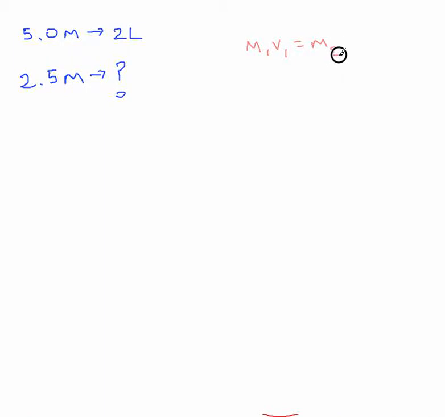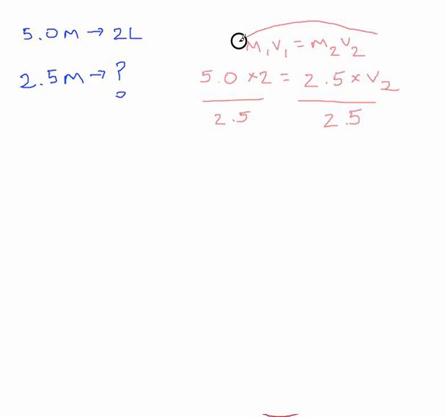The hardest part of these problems, guys, is figuring out what goes with what. So I've got a 5 molar solution, and I have 2 liters of that. I want a 2.5 molar solution. What volume will that have to become? So 5 times 2, divide both sides by 2.5, and you have your answer, and your answer is in liters. That's it. That's all there is to it. So the hardest part, guys, is figuring out, here's your formula, figuring out where everything goes.